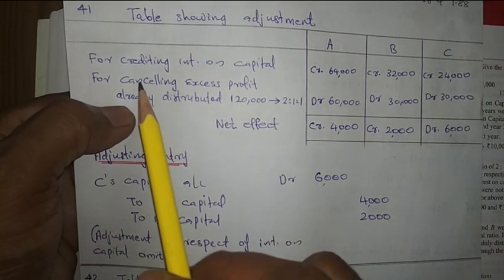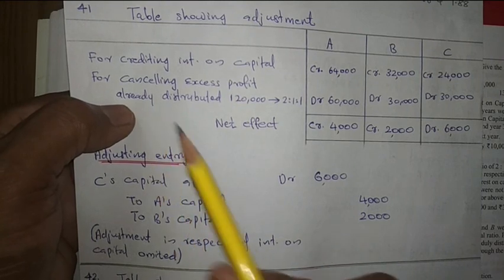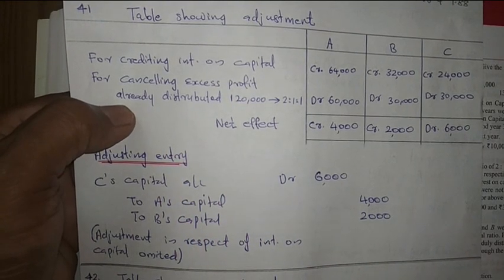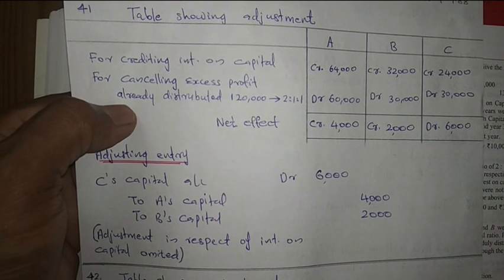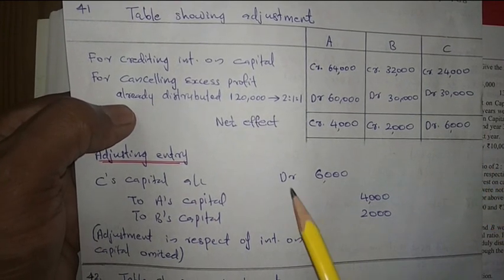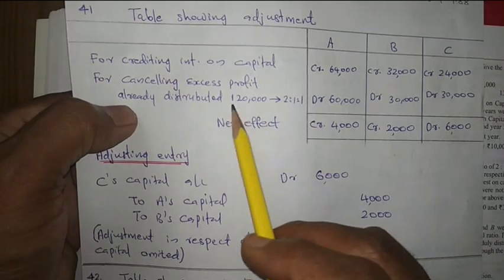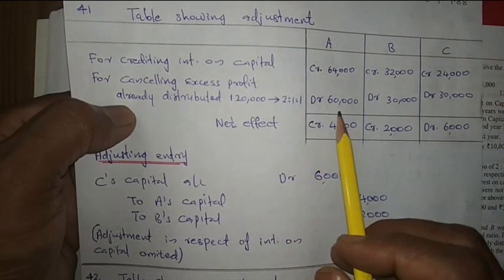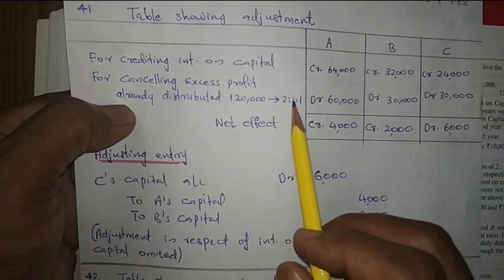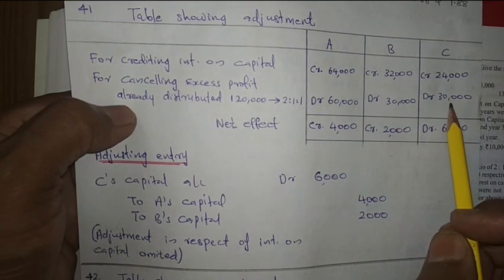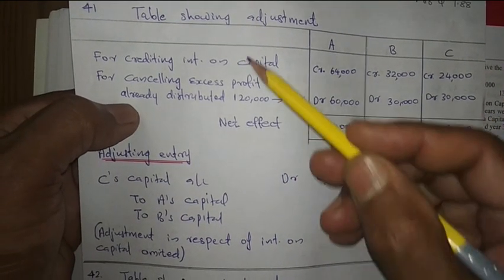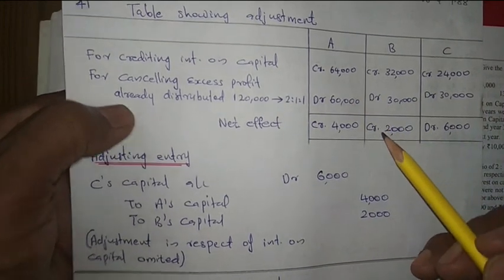Actually, divisible profit comes on the credit side of the capital account, so it increases the capital. But whenever we have to cancel, we have to debit it. That is why I have written debit here. So debit, this 1,20,000 is 2 upon 4, which is 60,000. Then 1 upon 4 is 30,000, and this also comes to 30,000. So two statements are written and their amounts are here.